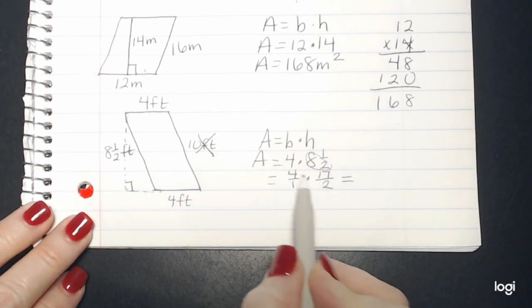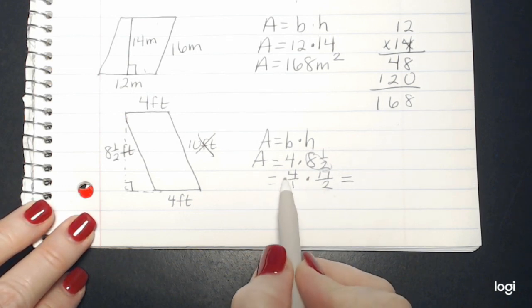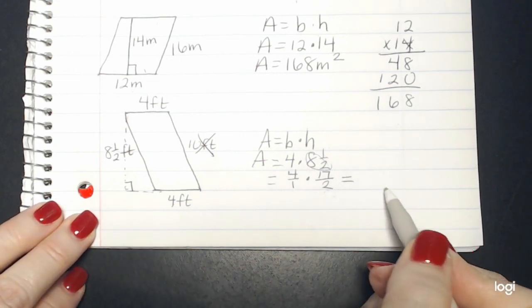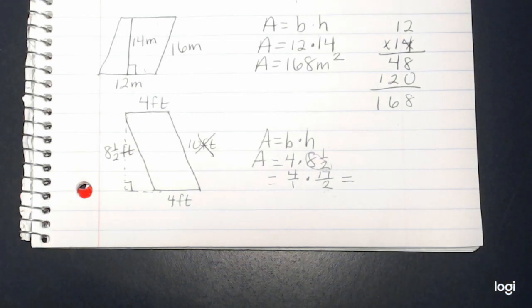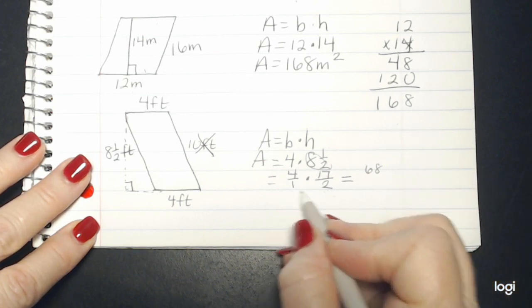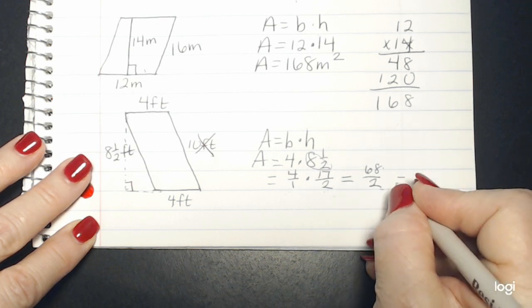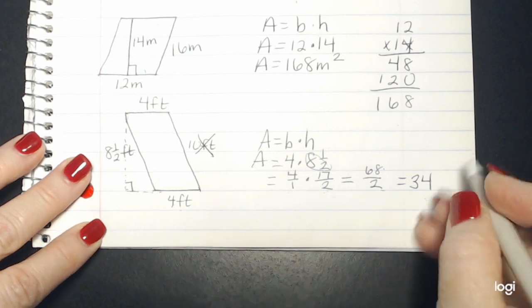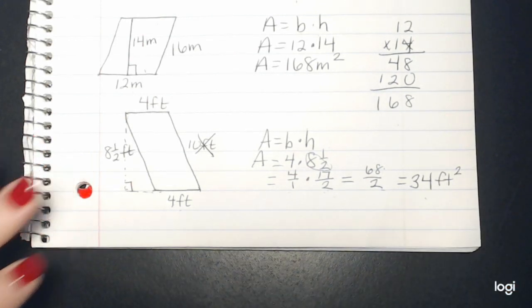Some of you might have simplified right here because you notice you can simplify two numbers. Some of you might have multiplied across the top and multiplied across the bottom. Either way, you still should come up with the same answer. If you multiplied across the top, you probably have 68. And if you multiply across the bottom, you have 2. 68 divided by 2, my answer would be 34. My label, can't forget my label, would be feet squared.